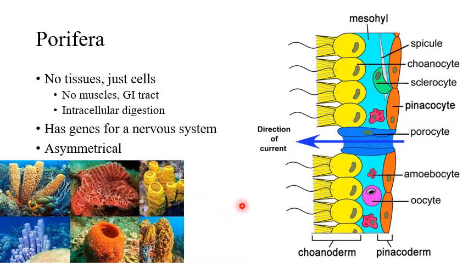Okay, so the next group of organisms we're going to talk about is sponges, Porifera, right? So they're interesting because they don't have any tissues. They just have cells, right? And they're this aggregate of cells. And you can throw them in a blender and turn it on, and they'll reform new sponges.